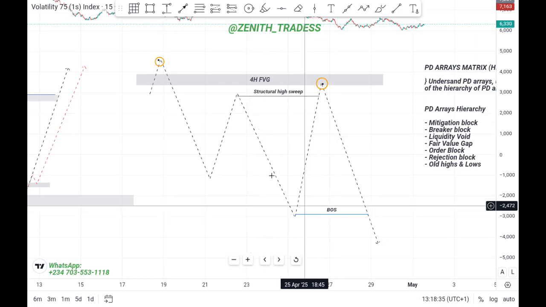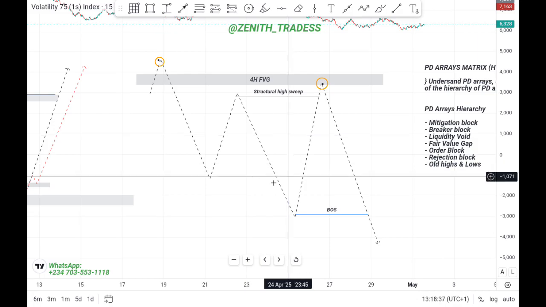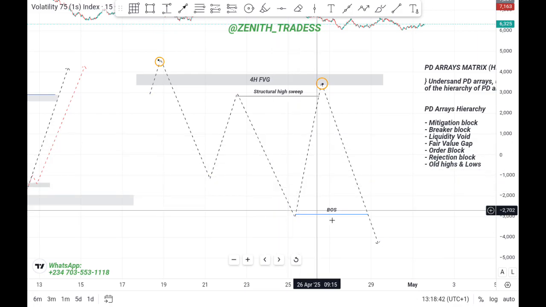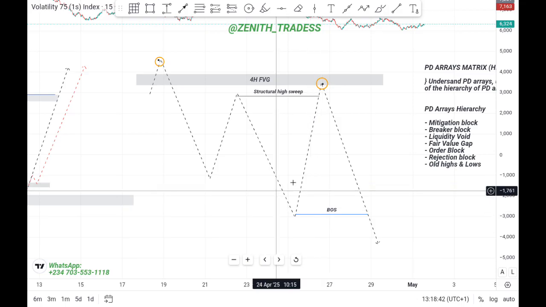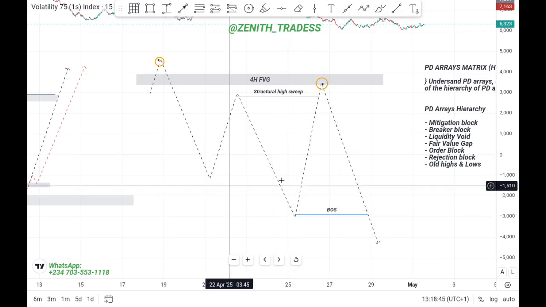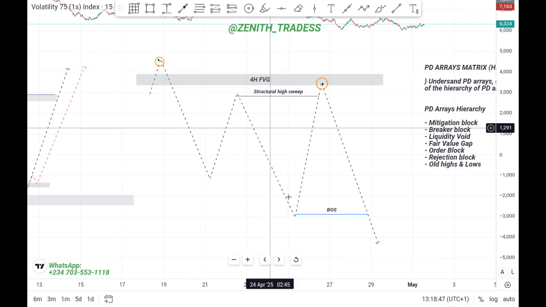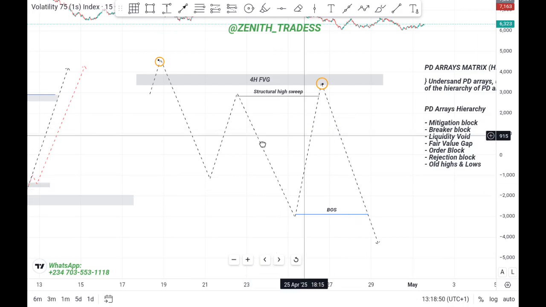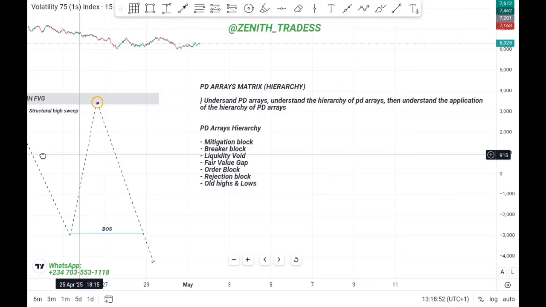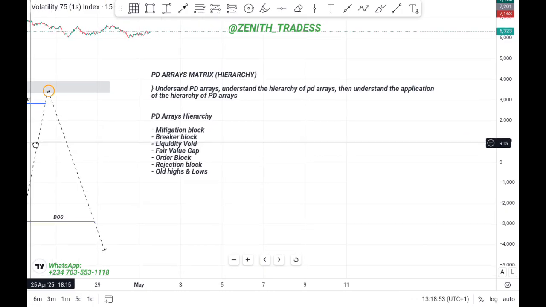This is the relationship of PDRAs with the bias or with the order flow, be it bullish or bearish. So let's take note. When we go to the real life market, we are going to see many examples. This is the PDRA metrics that I talked about earlier.